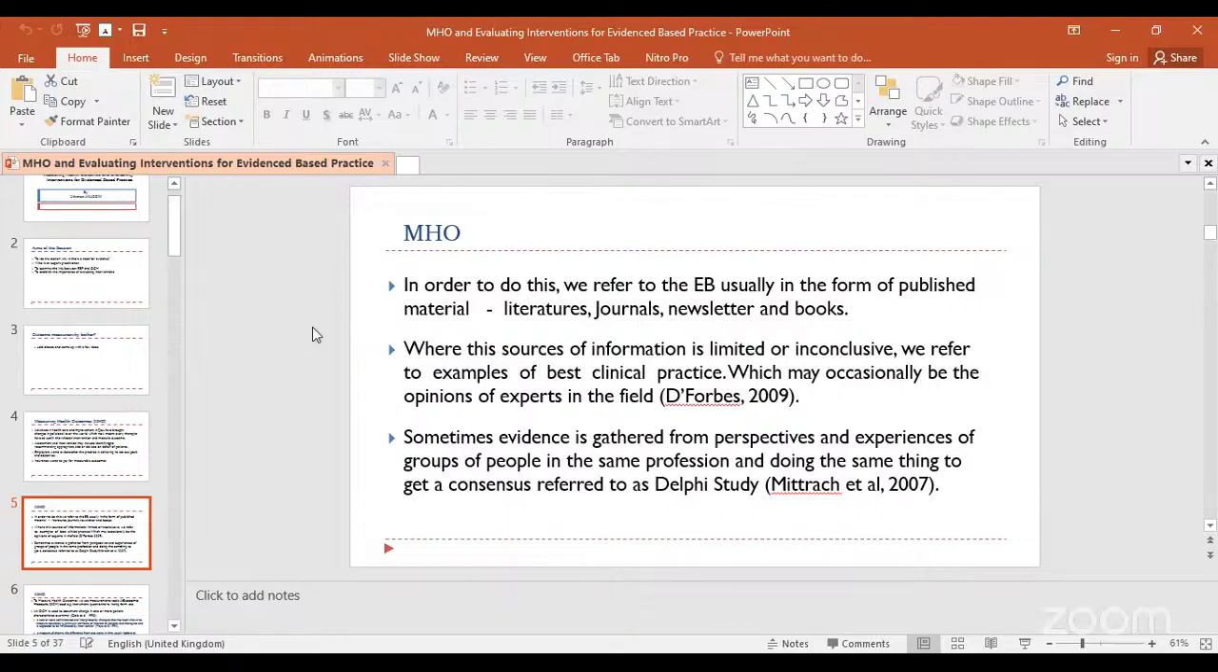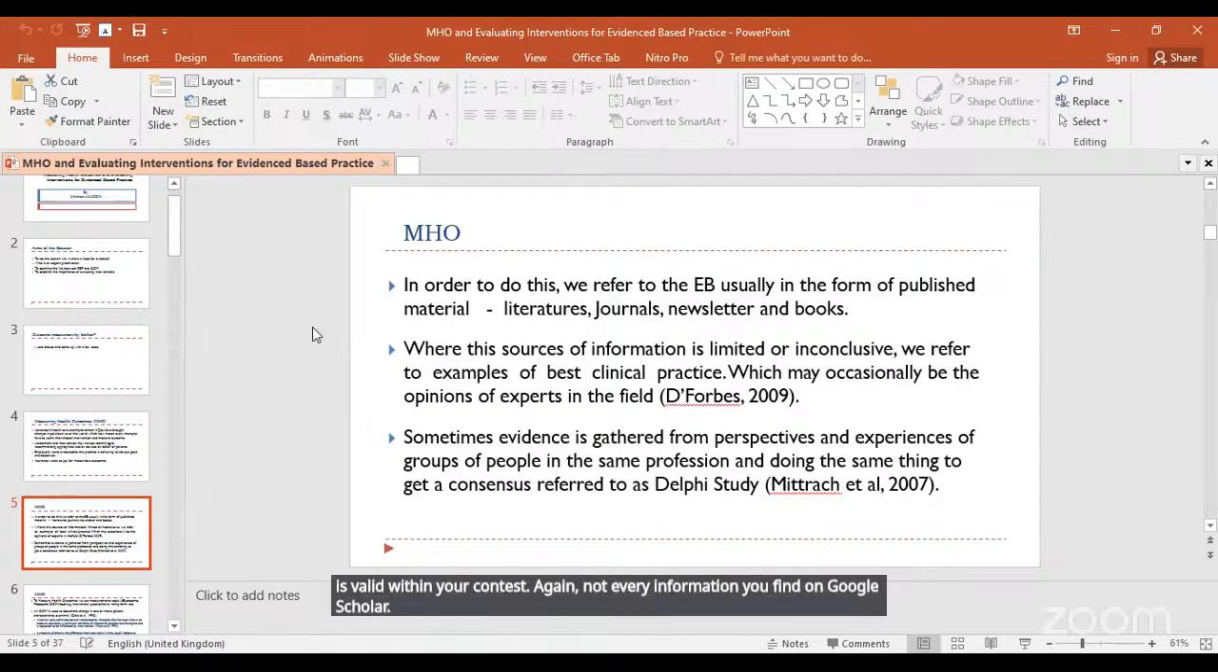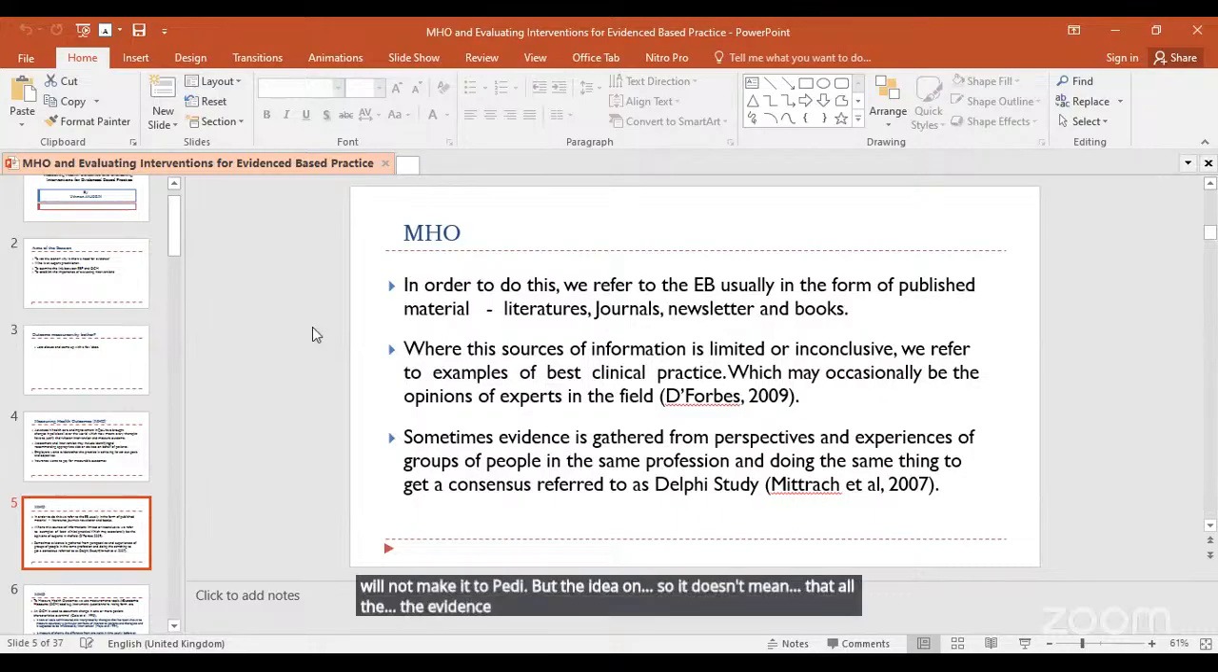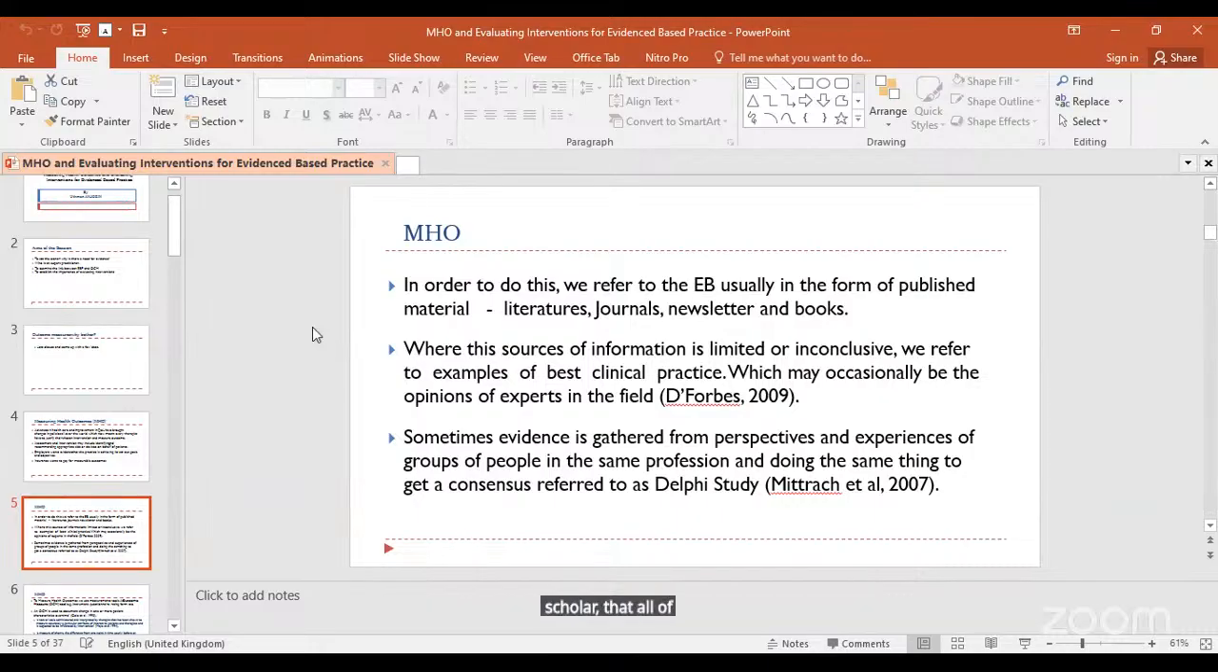Again, not every article you see on Google Scholar is worth it. There are a lot of journals on Google Scholar that will not make it into Cochrane, for example, will not make it to PEDro, but they are there on Google. So it doesn't mean that all the evidence you see on Google Scholar is valid. Anybody can put information on Google.